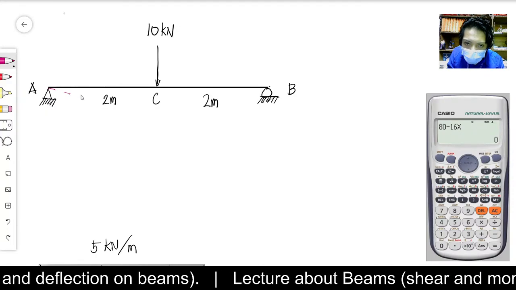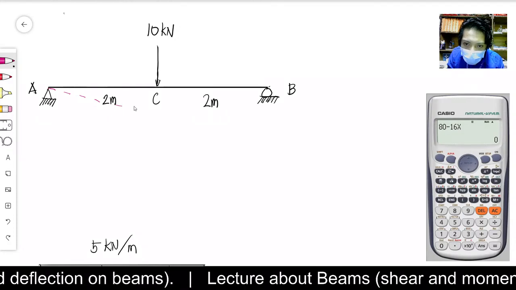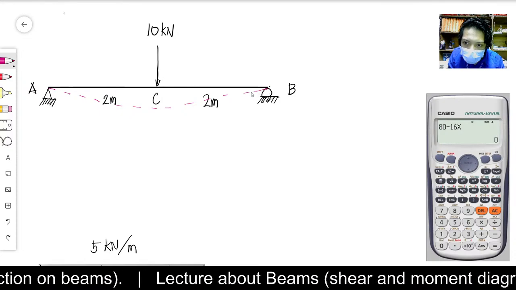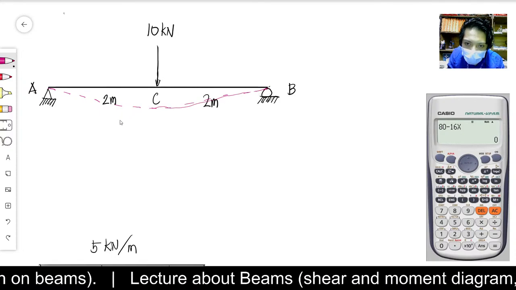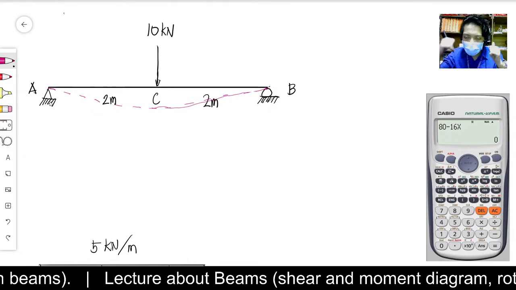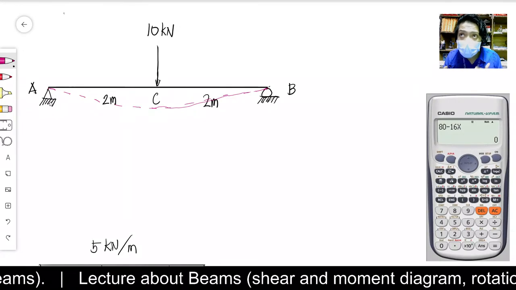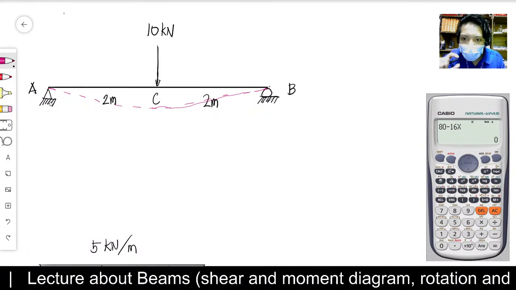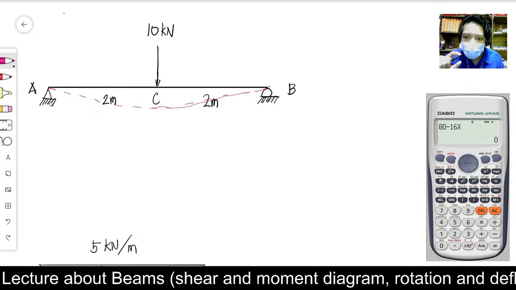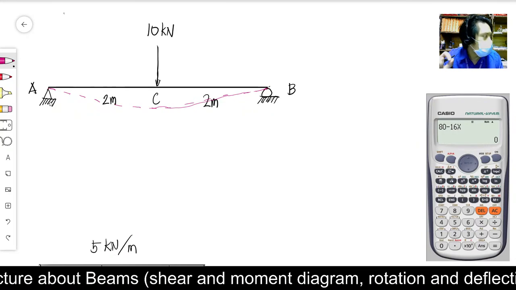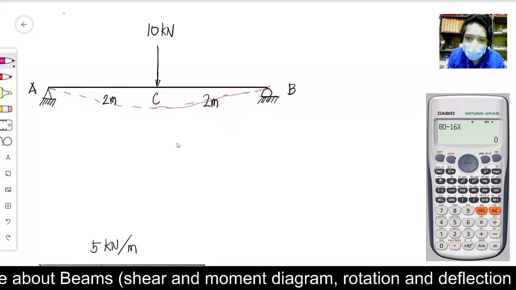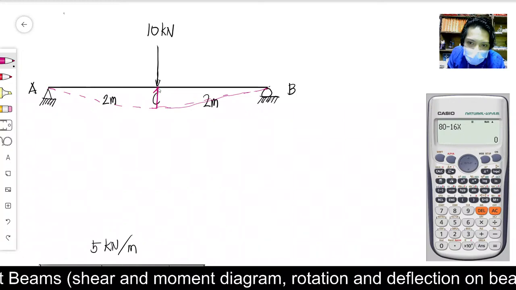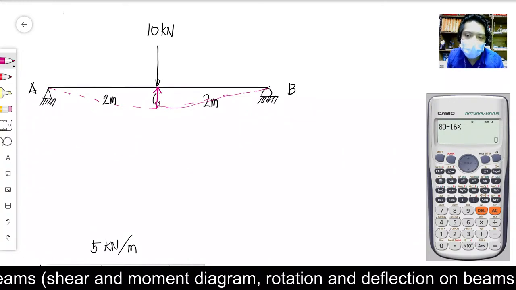I'm exaggerating this for the sake of discussion. In reality it does sag, but not that much. The deflection is this distance.